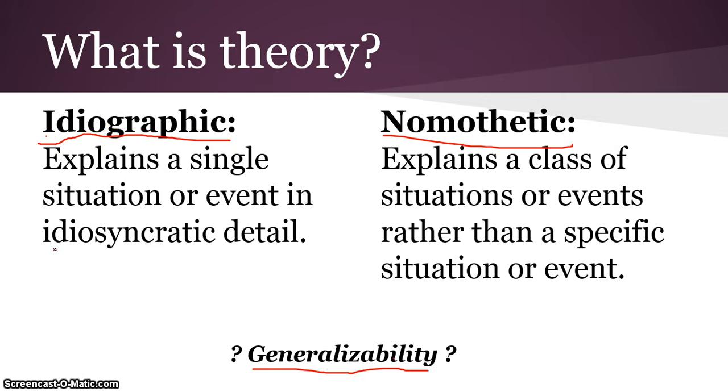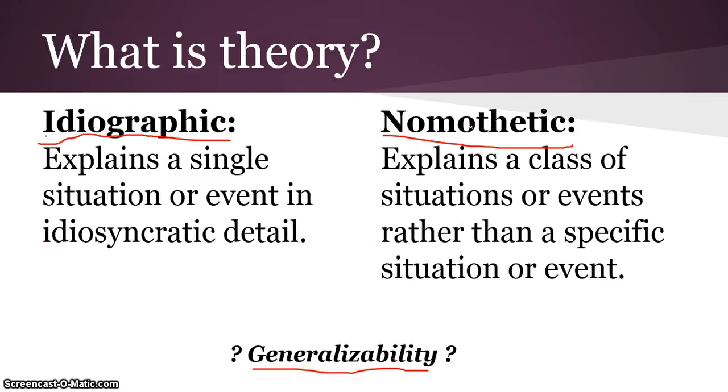So for example, if we're working with an ideographic theory, then we're missing things that are happening at the macro level or across different situations. If we're taking a nomothetic approach, then we're missing the specific details that are occurring in unique situations and contexts all over the place within our broader macro scope.